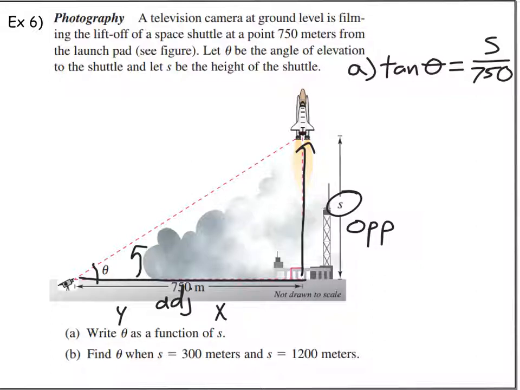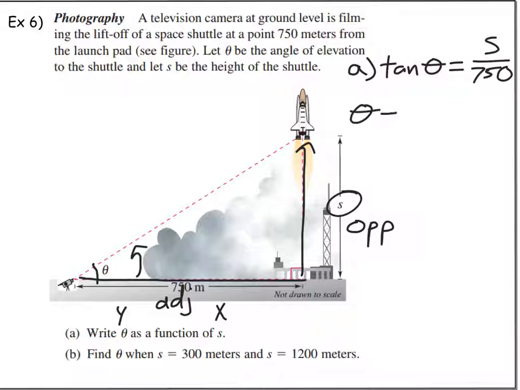The only thing we have to adjust here is, if it's going to be theta as a function of s, theta needs to be by itself. And again, use this analogy of thinking of theta as our y variable. Anytime we were working with functions, we always love it when y is all by itself. Now to do that, I would just have to take an inverse tangent.